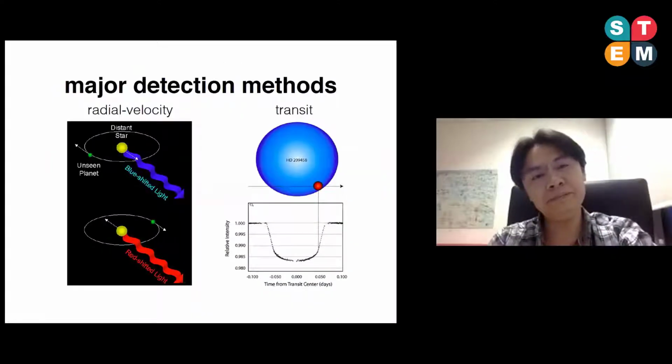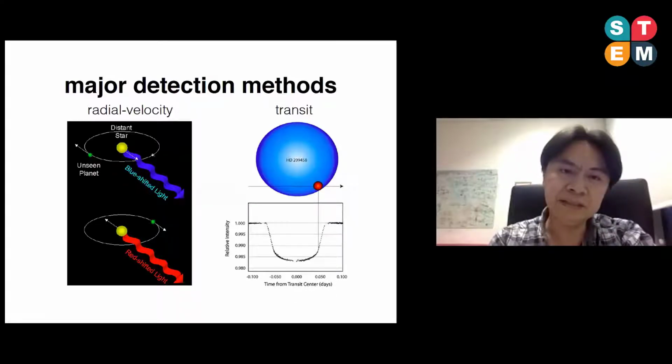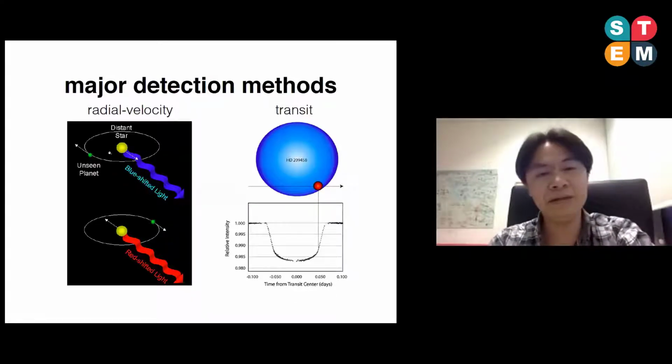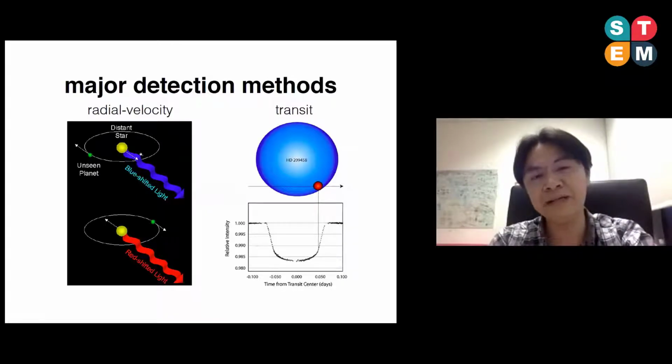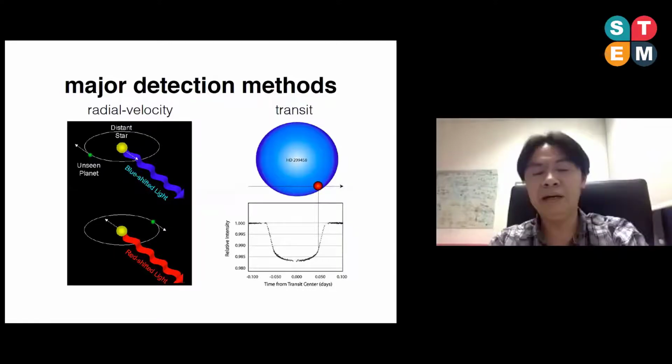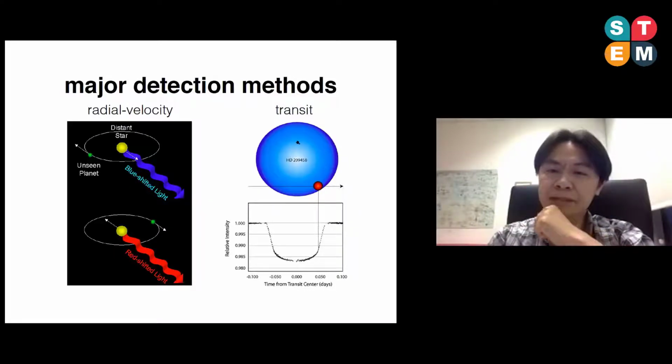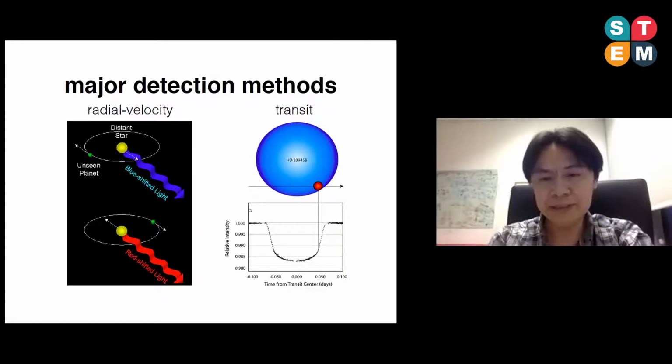Basically there are two major detection methods. The first one is radial velocity. When there's an unseen planet orbiting its parent star, the parent star is wobbling, and therefore the absorption lines on the parent star are blueshifted and redshifted depending on the location of the planet, which can be detected by the observers.